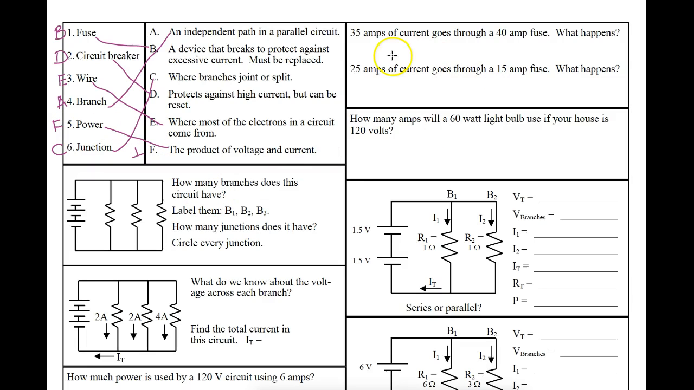Okay, the next thing is asking us what would happen if we have 35 amps of current going through a 40 amp fuse. The current will flow. It'll be fine. Current flows. Nothing happens. What happens? Absolutely nothing. 25 amps of current going through a 15 amp fuse, not good. The fuse breaks or melts.